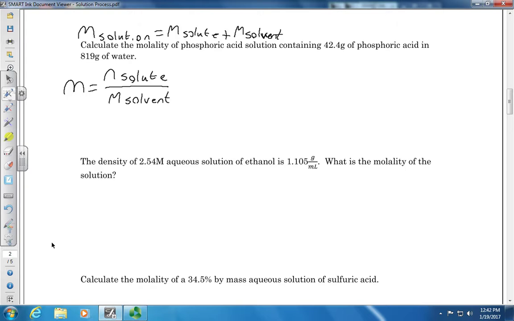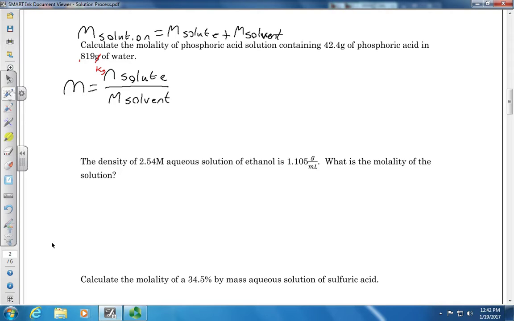Okay, so we need to find out what the moles of solute are and what the mass of the solvent is. Well, to change the mass of the solvent to kilograms, we can simply cross out that g and put a decimal three over. That's just taking 819 and dividing by 1,000, and we're going to change that to kilograms. So that's going to be our mass of the solvent, 0.819 kilograms.